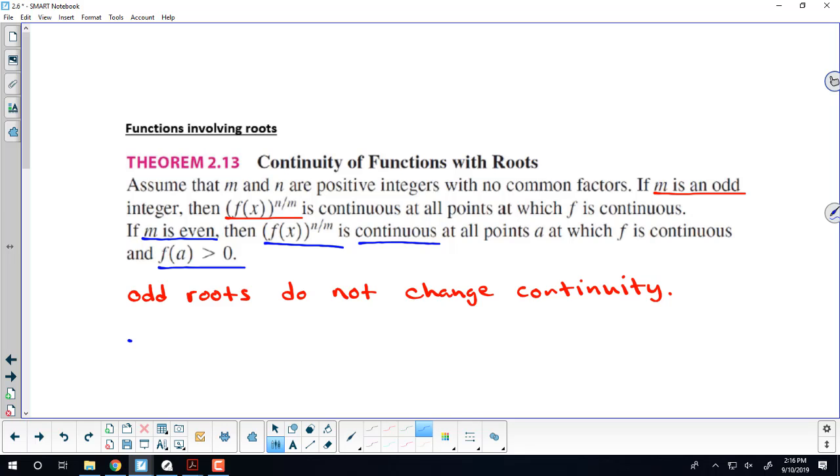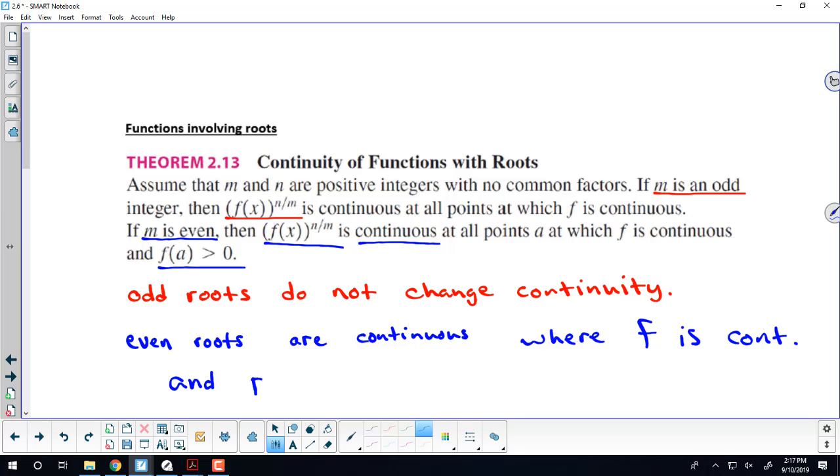So it's saying that even roots are continuous, it doesn't change the continuity of f. If f is not continuous at 1, then the square root of the function is not continuous at 1. But when we take an even root, it does add an additional restriction: f also has to be greater than 0 or positive. So even roots are continuous where f is continuous and positive.